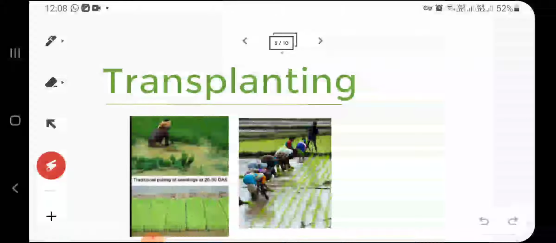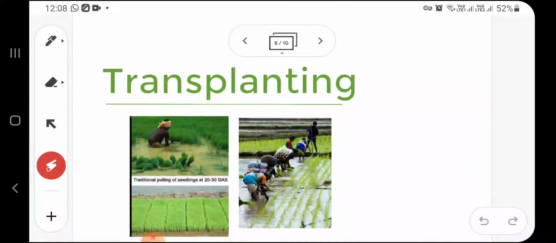And another way, transplanting, transplantation. They use this method to increase crop production. So what is the meaning of transplantation? Transplantation means here a technique of moving plants from one place to another. Okay.